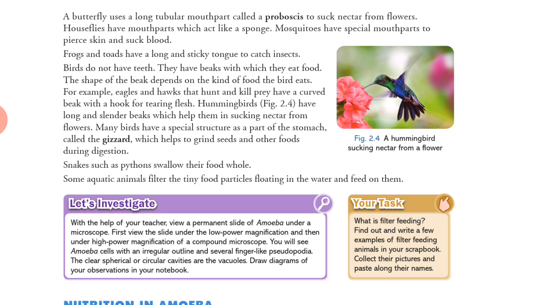flowers. Many birds have a special structure as part of the stomach called the gizzard, which helps to grind seeds and other foods during digestion. Snakes such as pythons swallow their food whole. Some aquatic animals filter food particles floating in the water and feed upon them.